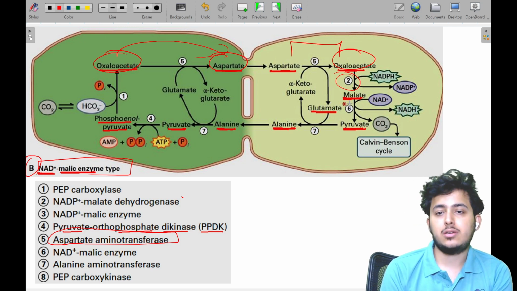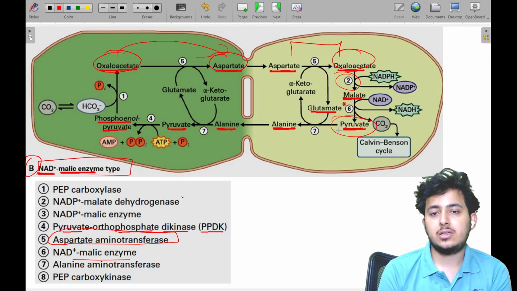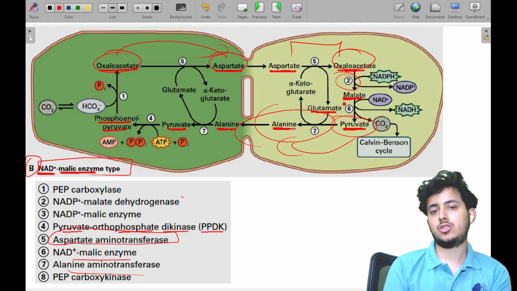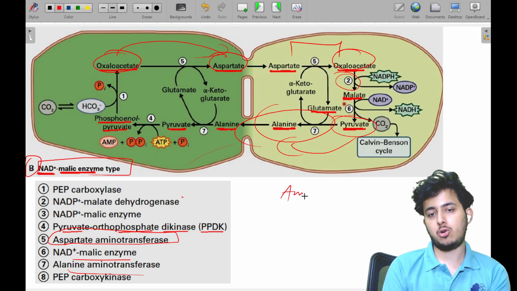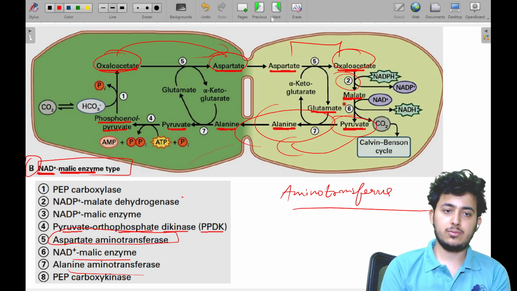Then this malate is now oxidized to pyruvate with the help of NAD plus malic enzyme, and then this pyruvate is converted to alanine with alanine aminotransferase. So whenever there is a change to amino acid, there is an enzyme called aminotransferase that is responsible. Okay, and then you have the PEP carboxylase and all that, for your further things. So that is a thing. So this is one type.